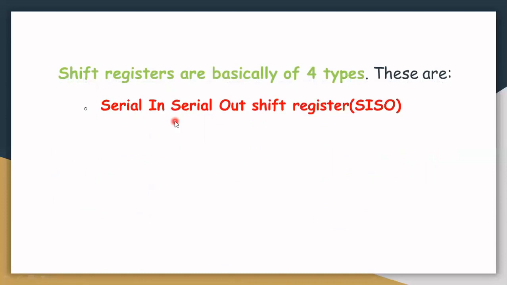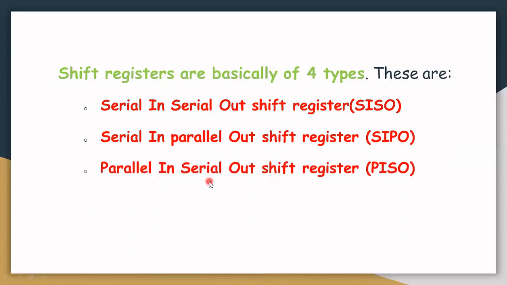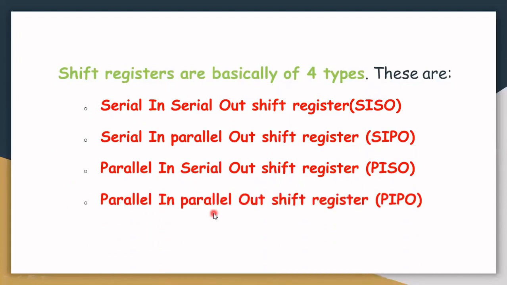A shift register is classified into 4 types: serial in, serial out shift register, SISO; serial in, parallel out shift register, SIPO; parallel in, serial out shift register, PISO; and the last one, parallel in, parallel out shift register, PIPO.